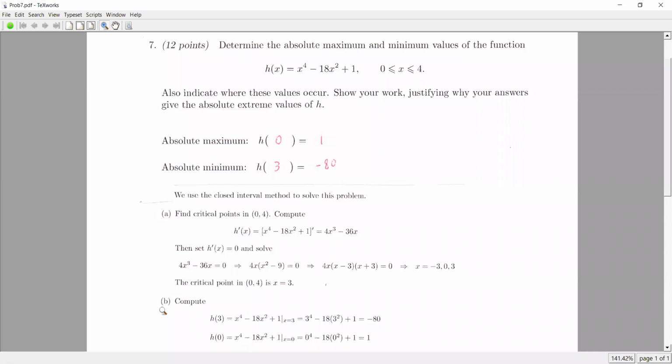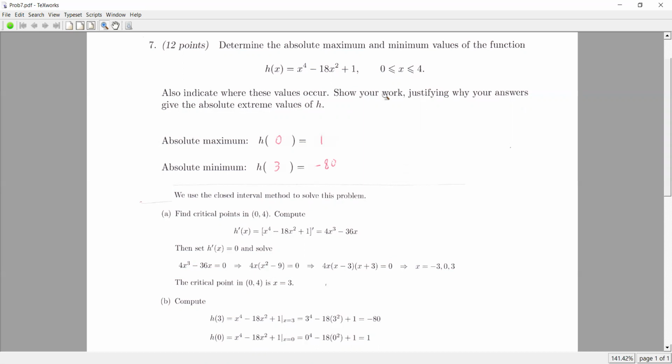The second step of the closed interval method is to compute the function values at the critical points and also at the 2 endpoints of the interval. From part A, the critical point is 3. So we need to compute the function value at 3. Plug in the number 3 in the x here, then the function value at 3 is -80.